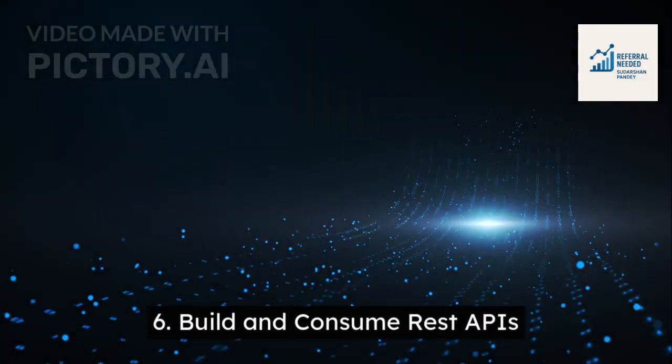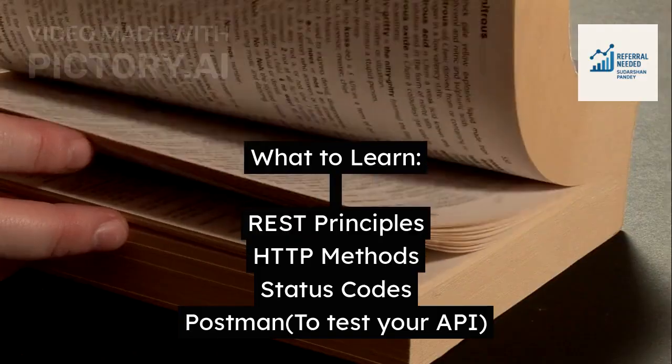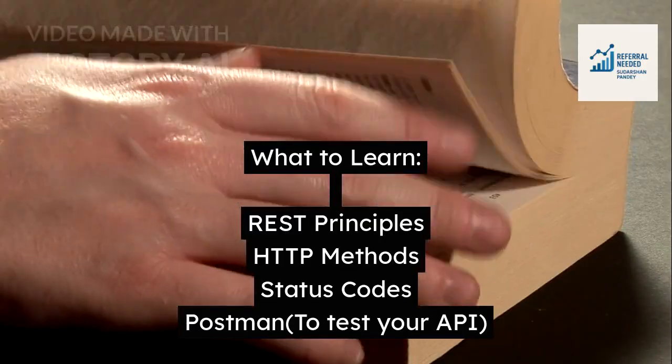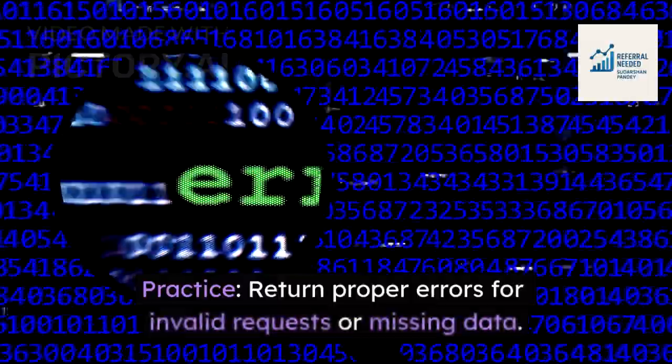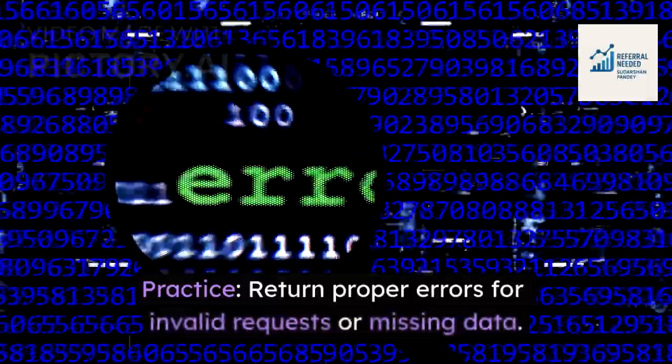6. Build and consume REST APIs. What to learn? REST principles, HTTP methods, status codes, Postman to test your API. Practice. Return proper errors for invalid requests or missing data.